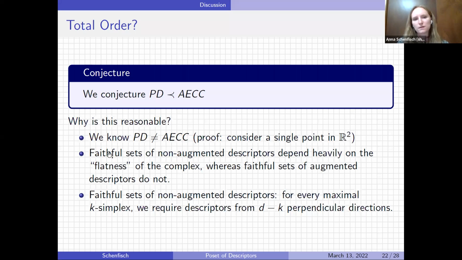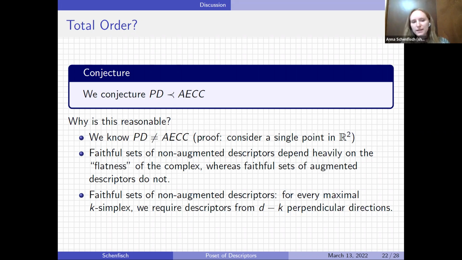Yeah, okay, so if they're not equal, then why would the inequality point this direction? There are a couple of reasons why I believe that to be true. The first is that faithful sets of non-augmented descriptors, including non-augmented persistence diagrams, really rely on the flatness of the simplicial complex. That's where, in my list of related work, the Curry et al. paper had that bound on curvature, the bound on flatness. That's exactly why they needed it, as they were using non-augmented persistence diagrams.